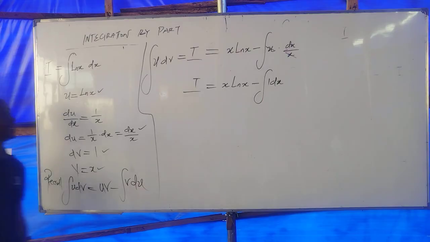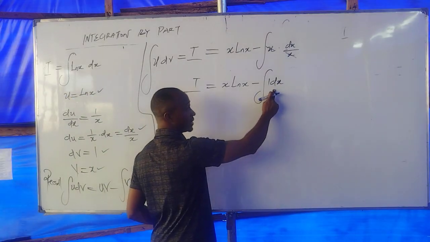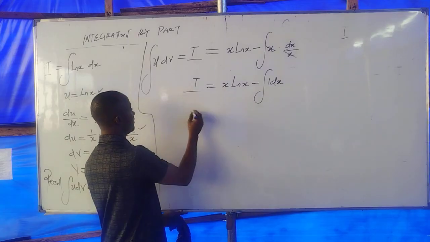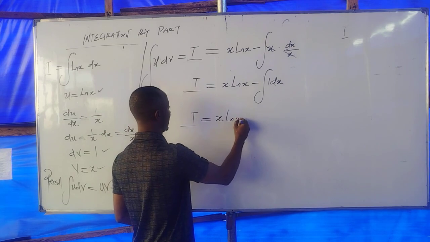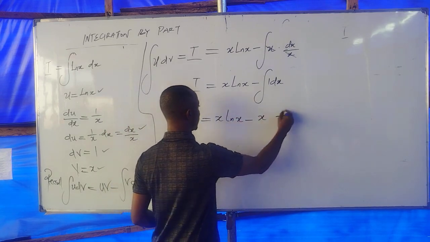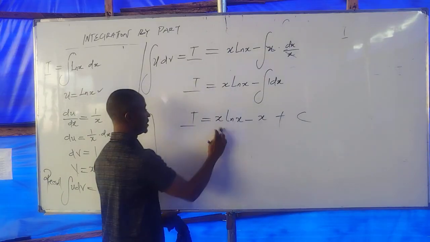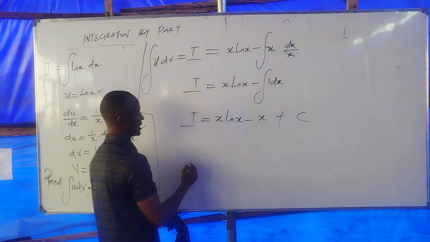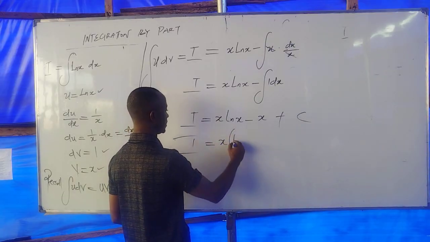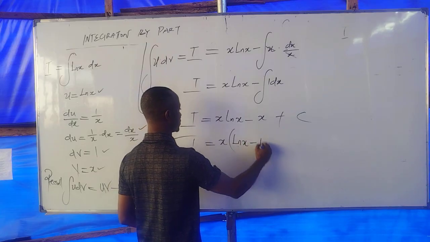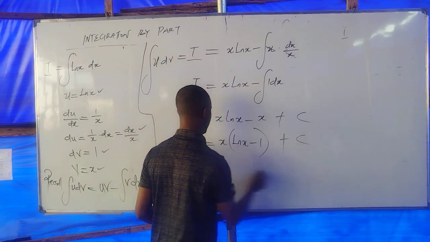So by the time we integrate 1 dx, what do you have again? That should be x, right? So we're going to have x ln x minus x plus C. Between these two terms, what is common is x. So I becomes x in brackets ln x minus 1, plus C.